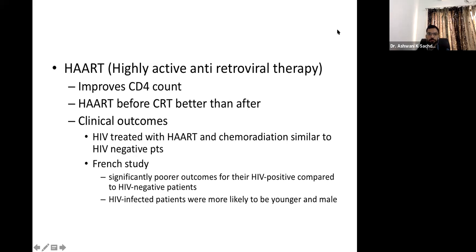HIV negative. But in one study, they found significantly poorer outcomes for HIV positive patients compared to HIV negative. It may be because HIV infected patients are more likely to be younger and male, and we know that young patients and males have poor prognosis. They are both poor prognostic factors.